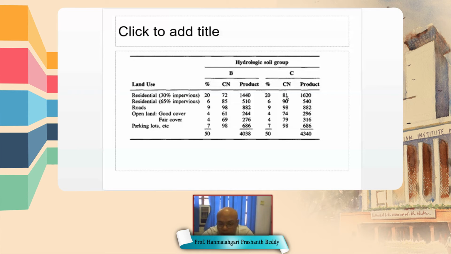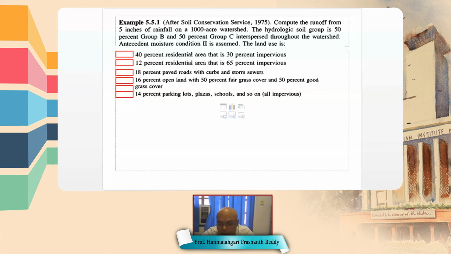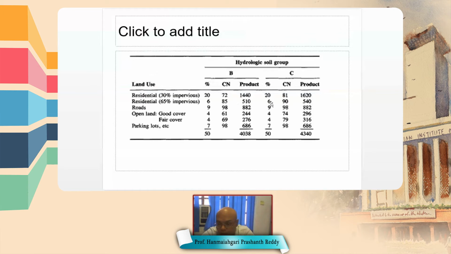Similarly, for residential area, 65% impervious. Here you see 12% of residential area falls 6% in type group B and 6% in group C. The curve number for B for that residential area is 85. For C it is 90. So we have to tabulate like this: percentage of the area and the corresponding curve number for that type of soil.